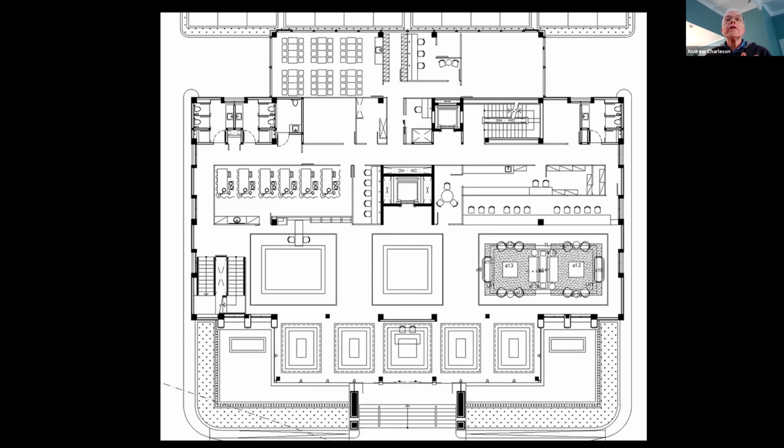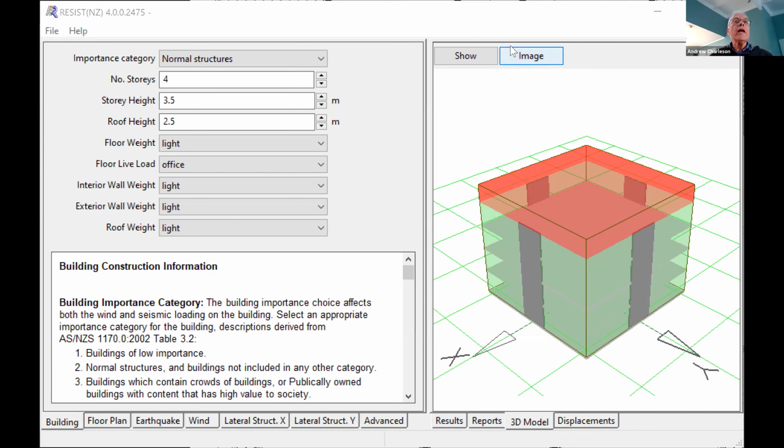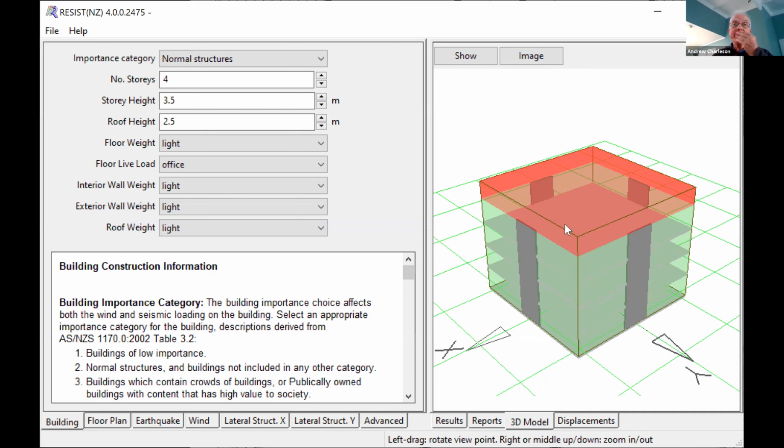So this is the building we're going to design or redesign as an academic exercise. And so now I need to stop sharing and share my Resist screen with you. Okay, so here we have the Resist program now. I'll just switch on my mouse again. Okay.